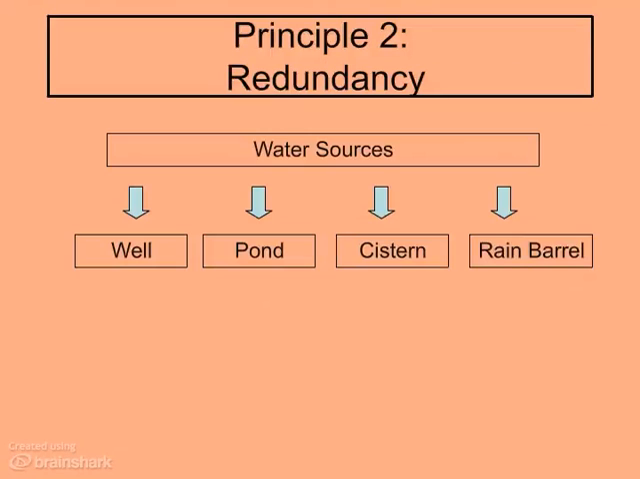The principle of redundancy states that each important need, in this case potable water, is supported by using multiple sources. Redundancy protects us in the event that one of our sources fails. For example, in order to have redundancy in our water supply, we would need more than one source of water. We may also need a way to store water for future use.